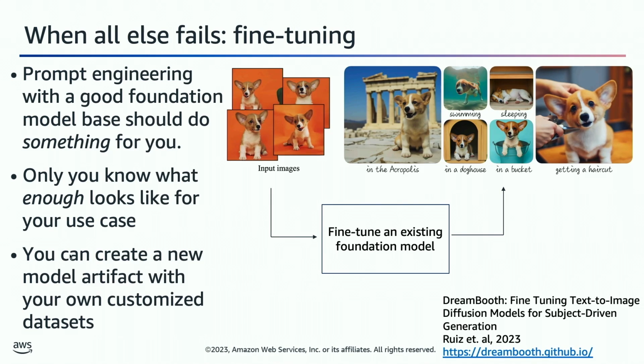And so fine-tuning is also helpful because you can create a new model artifact, right? When you do fine-tuning, you're actually creating this asset that, particularly when you use an open source model, literally belongs to you. And so it's your IP, it's your asset. You can put it and run it anywhere you want.